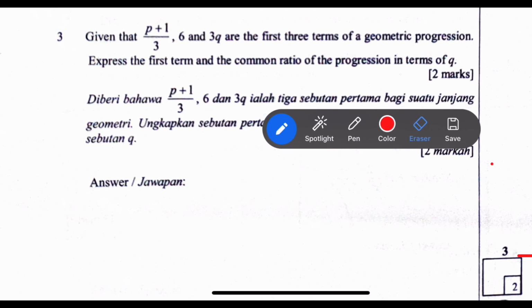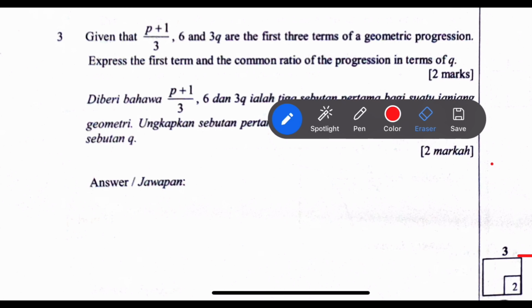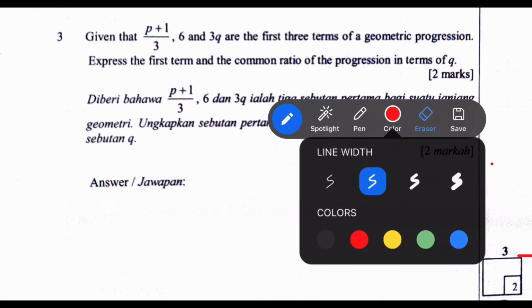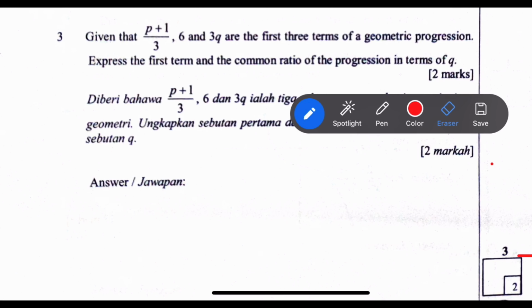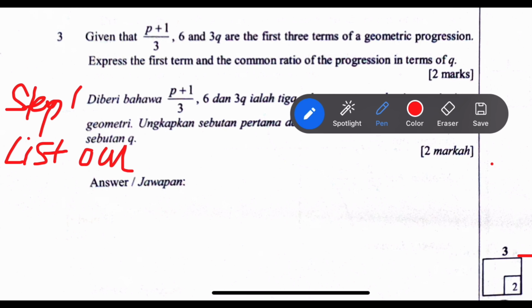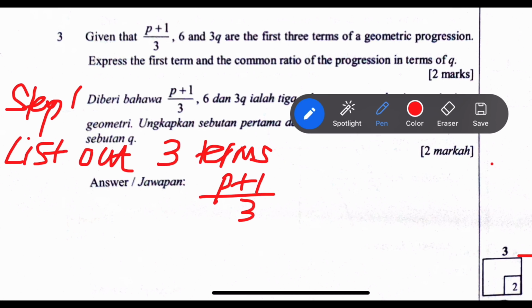Given that P plus 1 over 3, 6 and 3Q are the first 3 terms of a geometric progression, express the first term and the common ratio of the progression in terms of Q. Alright, so this is a geometric progression and you are given the first 3 terms. So firstly, we have to list out the first 3 terms. So we have P plus 1 over 3, and we have 6, and we have 3Q, and the question says these are the first three terms.